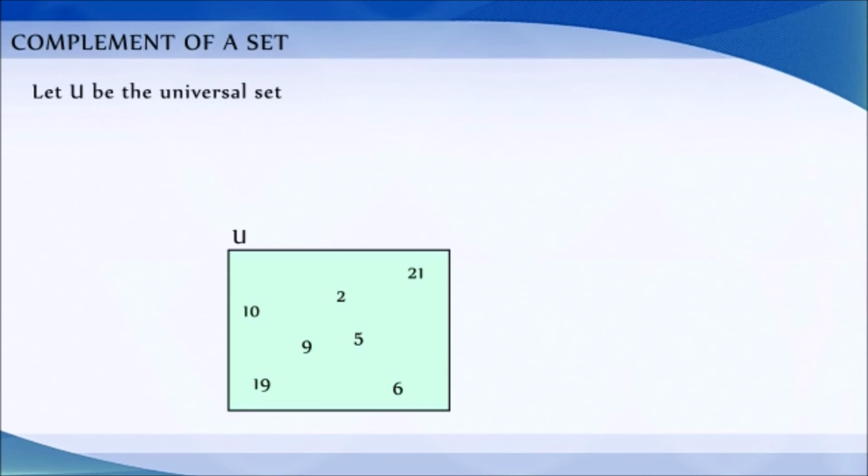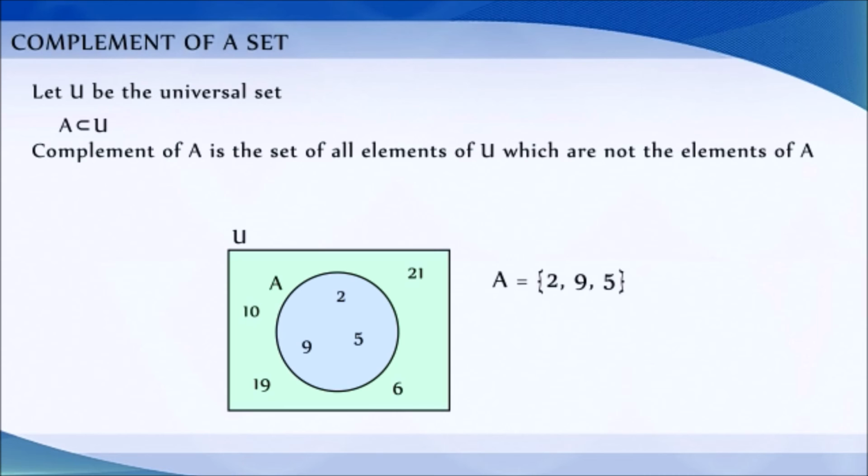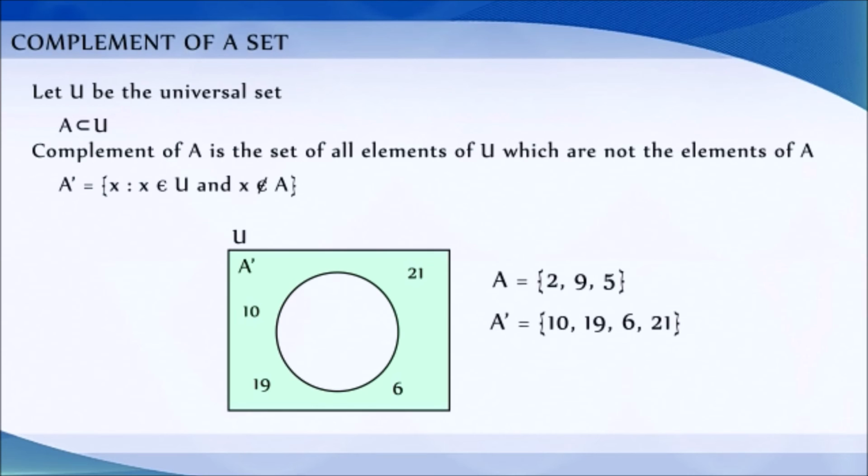Complement of a set. Let U be the universal set and A is a subset of U. Then the complement of A is the set of all elements of U which are not the elements of A. That is, A complement is equal to the set of all x such that x belongs to U and x does not belong to A. Obviously, A complement is equal to universal set minus set A.